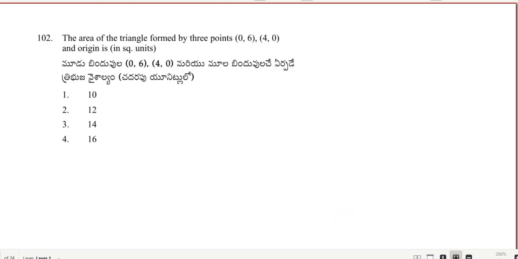The area of the triangle formed by the 3 points (0, 6), (4, 0) and the origin. Okay, so for this we can use the area of a triangle formula, that is 1 by 2 times mod of x1, and that whole formula we can use. But if you have visualized these points on the Cartesian plane, we get the answer very easily. First point is what? (0, 6). (0, 6) lies on the y-axis. And the second point is what? (4, 0) lies on the x-axis. And the origin, this is the origin.